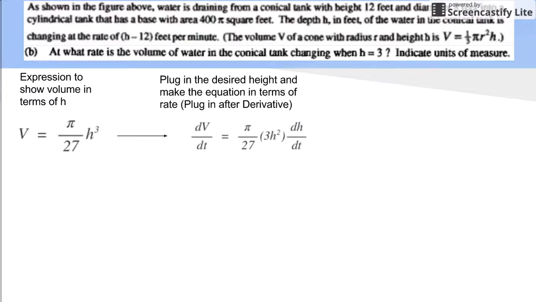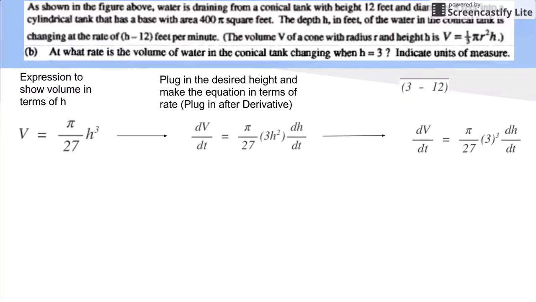pi over 27 times 3h squared times dh over dt. So now we're going to plug in our desired height and make the equation that we've created in terms of rate. So now we're able to plug in h equals 3 and have dV over dt equals pi over 27 times 3 to the third times dh over dt.